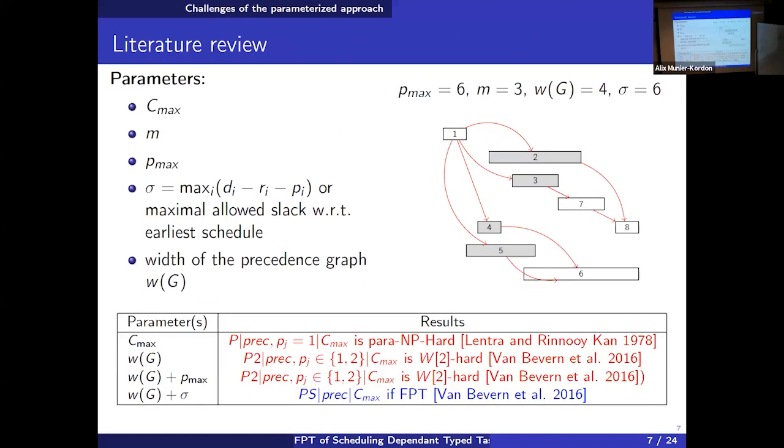Okay. So just have a look in the literature. In fact, when we look at the people working on this problem, we found that several parameters were considered. The easier one, we say, was the Cmax. It is not well. This comes from graph problems, since in graph theory it is usual to consider as parameter the size of the result.